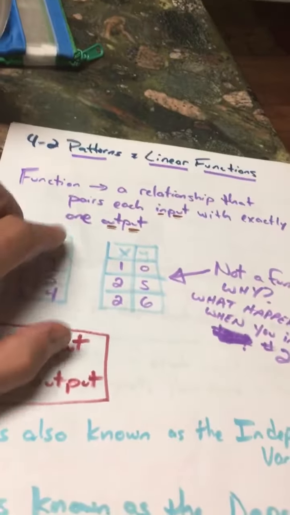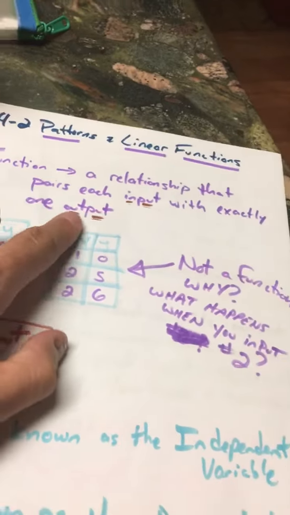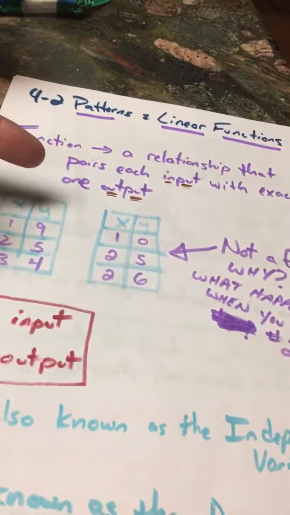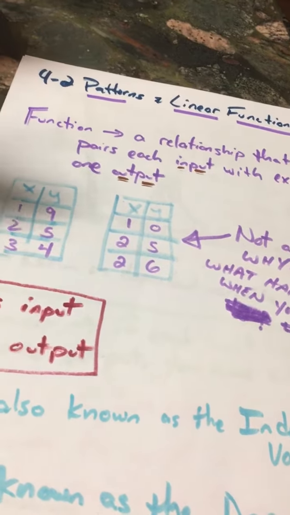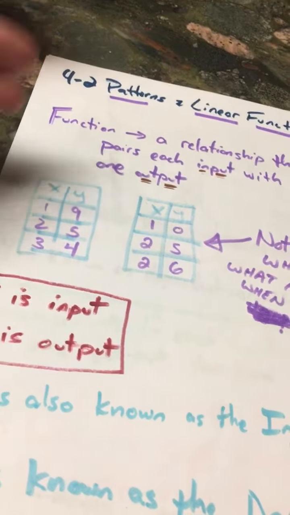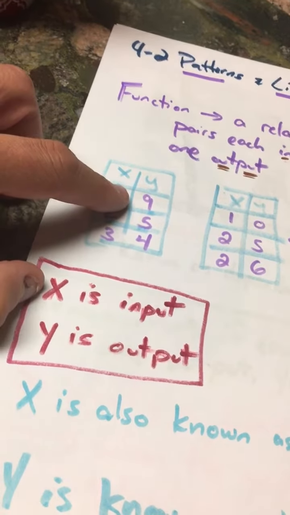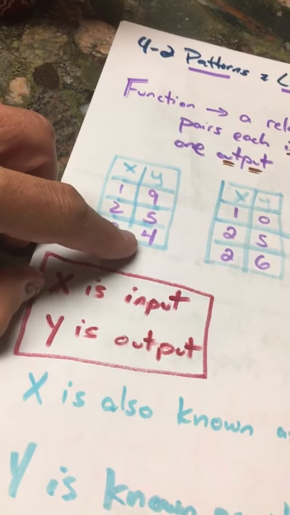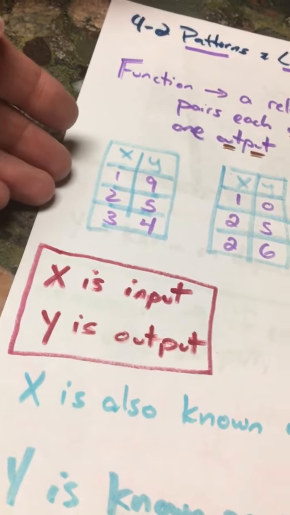So a function is just a relationship that pairs an input with exactly one output. Okay, again, so you put something in, you get something out. That creates a function. A lot of times we're going to be able to graph these functions and see what they look like, but for right now we're just understanding if you put something in, so x is your input, I put in 1, I get an output of 9. I put in 2, I get an output of 5. I put in 3, I get an output of 4. We can say that's a function right now. The relationship is a function.